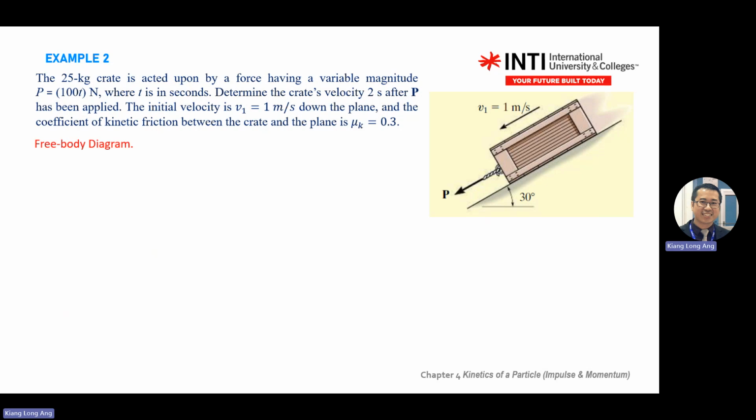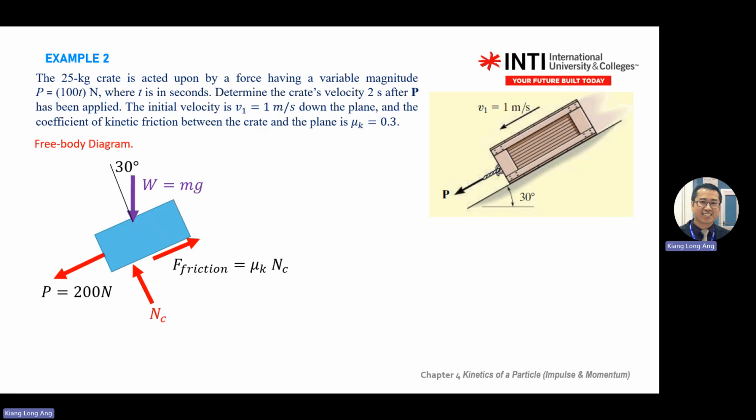Okay. So I'll just go very fast for this example. You draw the free body diagram, put in all the forces. I need to highlight that if any object has contact with any surface, you have a normal contact force. Right? The normal contact force will help you to calculate the friction force. Okay.